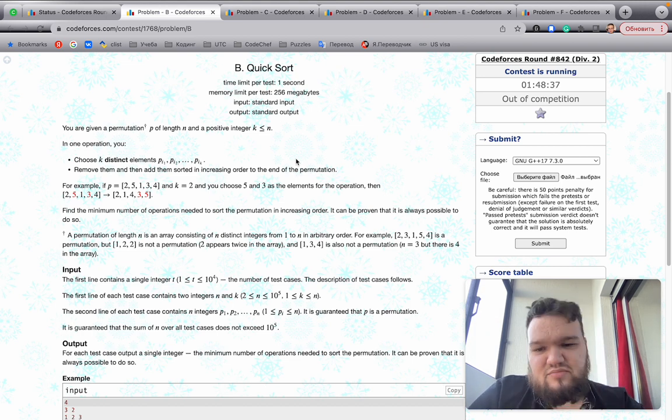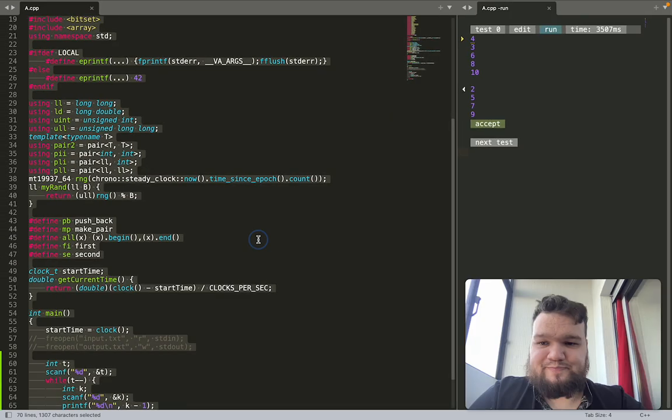To find m, we will take an inverse permutation. For each number we will write down its position, and then we just take the next number if its position is bigger than the position of the previous number. So it's like while we can take the next number, while it is to the right of the previous, we take it. And that's it.